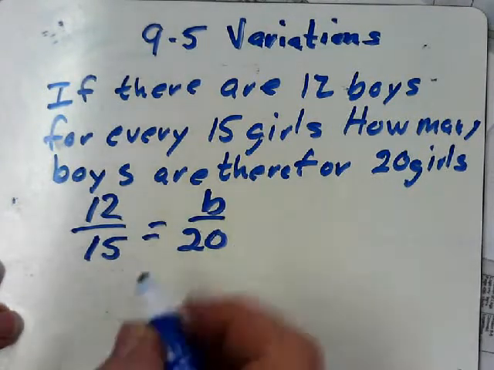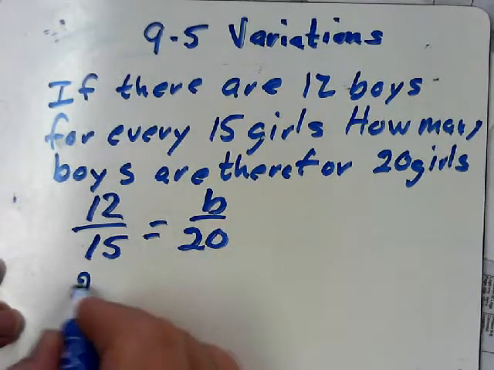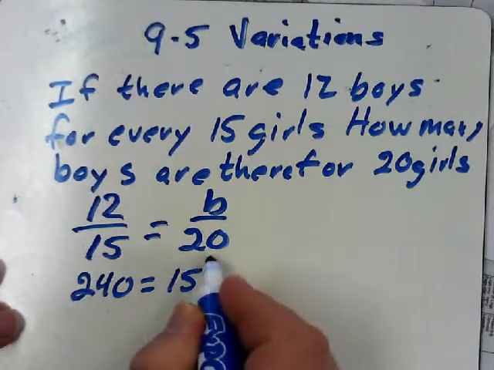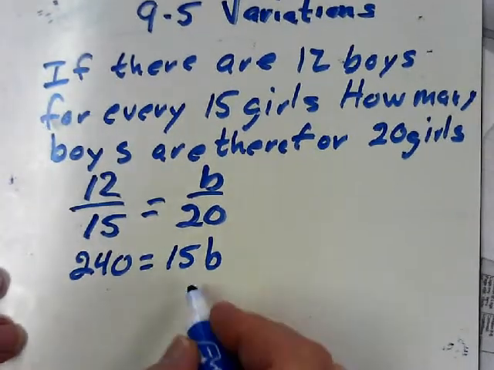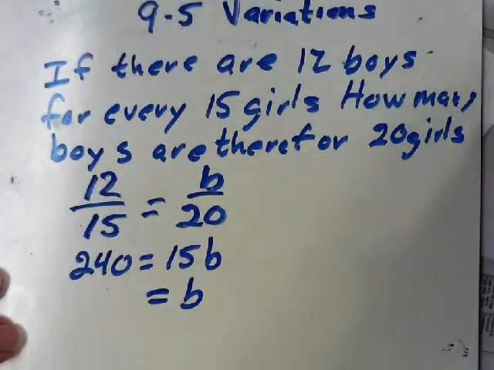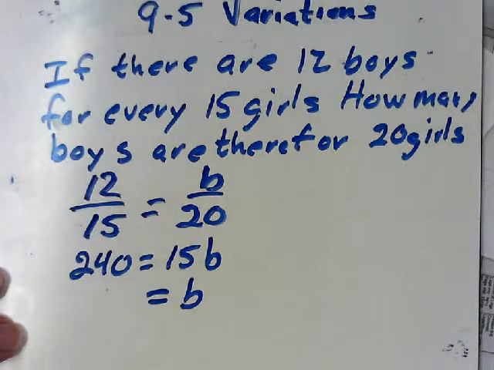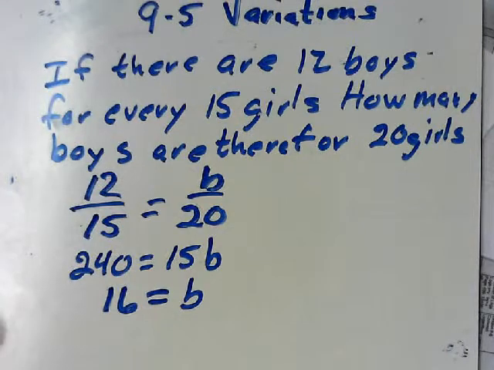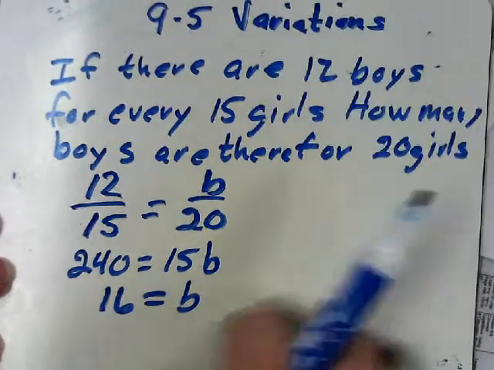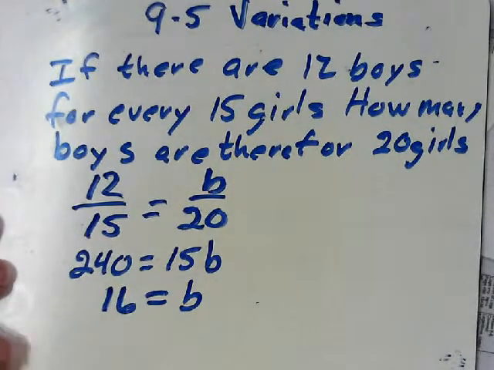So to solve this, you could have gone 12 times 20, which is 240, equals 15 times the number of boys. 15 goes into that how many times? Nobody has their calculator out. 16. 16 would equal the number of boys then, right? This works, but as we get into joint and inverse variations, it becomes a little more complex. With direct variation, this is generally the easiest way to solve the problem.